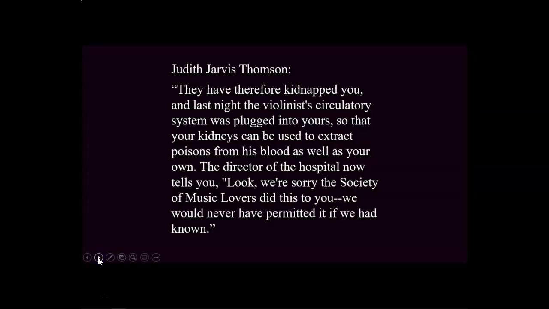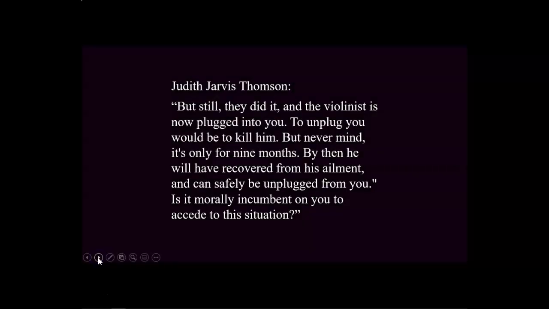They've therefore kidnapped you, and last night the violinist's circulatory system was plugged into yours so that your kidneys can be used to extract poisons from his blood as well as your own. The director of the hospital now tells you, look, we're sorry the Society of Music Lovers did this to you. We would never have permitted it if we had known. But still they did it, and the violinist is now plugged into you. To unplug you would be to kill him, but never mind, it's only for 9 months. By then he will have recovered from his ailment and can safely be unplugged from you.